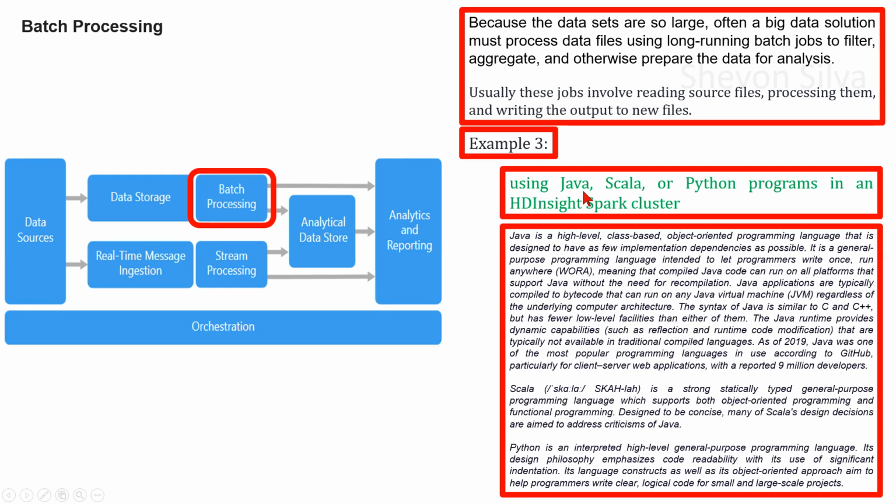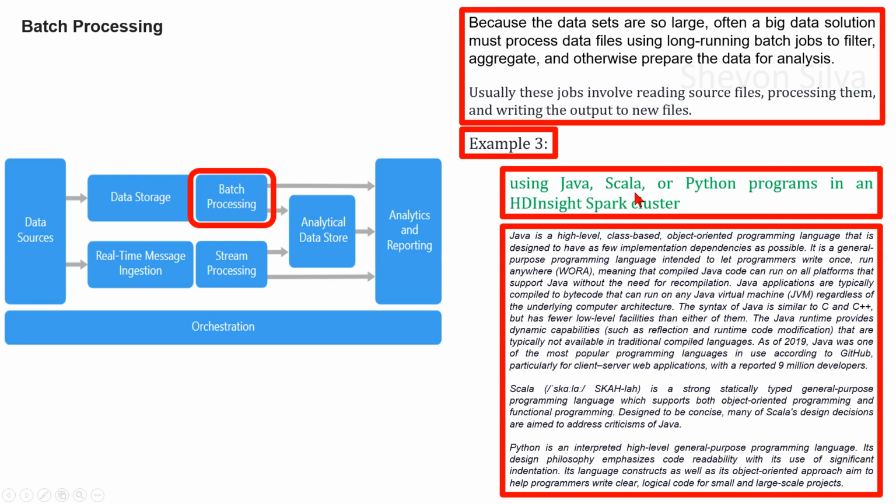Java applications are typically compiled to bytecode that can run on any Java virtual machine (JVM), regardless of the underlying computer architecture. The syntax of Java is similar to C and C++, but has fewer low-level facilities than either of them. Java runtime provides dynamic capabilities such as reflection and runtime code modification that are typically not available in traditional compiled languages. As of 2019, Java was one of the most popular programming languages in use according to GitHub, particularly for client-server web applications, with a reported 9 million developers.